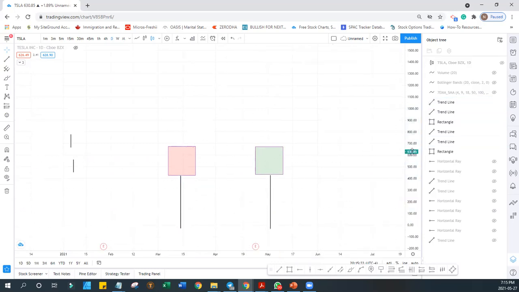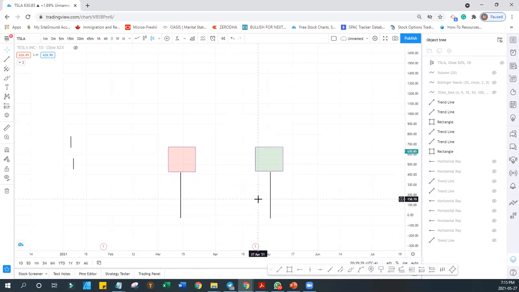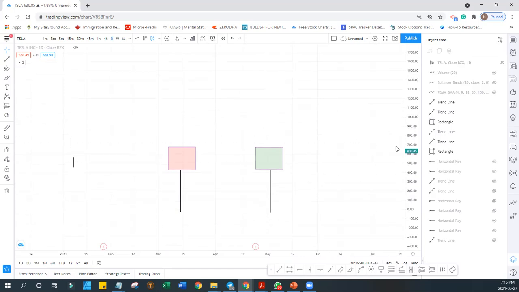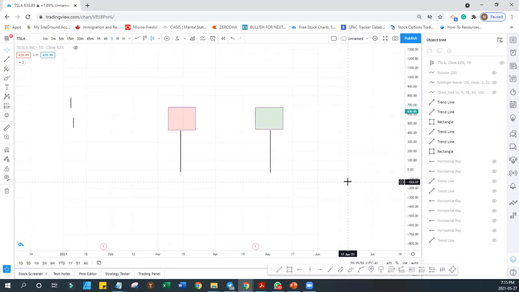Now, who is in control here? Again, it's bulls. Both candles or just one candle? Who is in control in the red candle and who is controlling this green candle? Who is in control? Both are bulls. Yeah, right. Both are bulls.